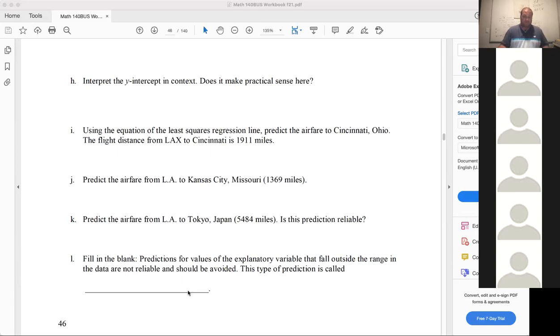You would set the equation to 1911. Wait a second, isn't X miles and Y dollars? Oh, never mind. Then you plug in 1911 to the equation. Now I actually did it on the calculator very quickly. I did second calculate, and I gave it a value of 1911. What pops out when you do that? What does your calculator give you?